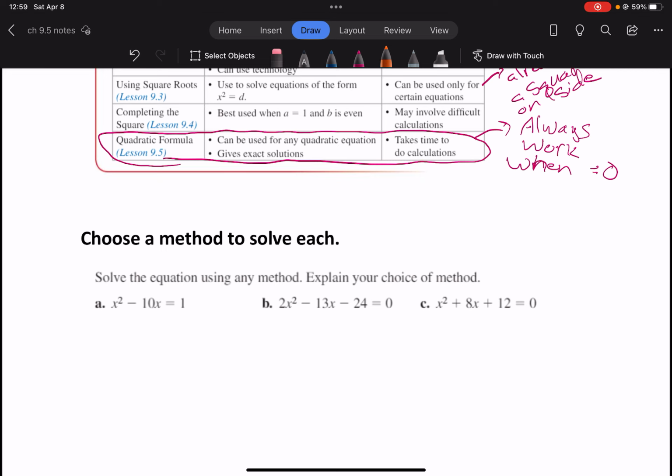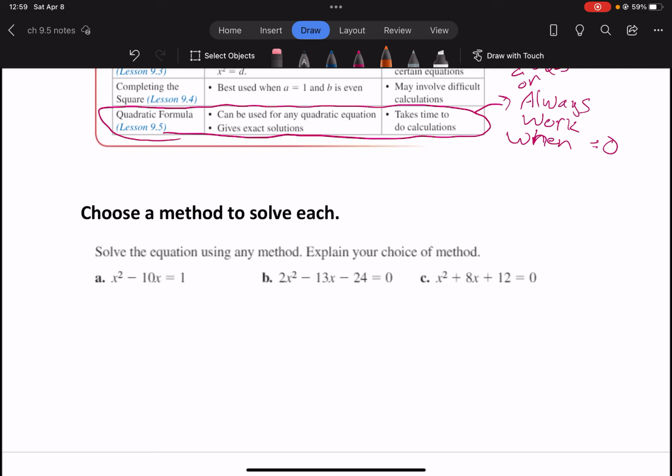Using any method, explain my choice. I'm just going to tell you right now, a, b, and c, you can use quadratic formula. And I'll be honest with you, if you do that for all of them, you will get the right answer. You won't get a wrong answer. But there are other methods that work. But I'm not going to do that. But I could. I do the quadratic formula on all of these.